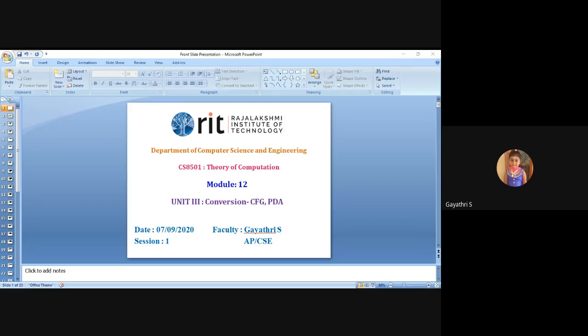Actually, this is the last kind of problem, Unit 3: conversion of context-free grammar to pushdown automata and conversion of pushdown automata to context-free grammar. First, let us see the problem of conversion of pushdown automata to context-free grammar. So I will shift my screen.